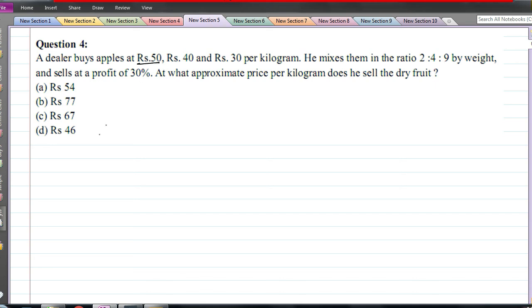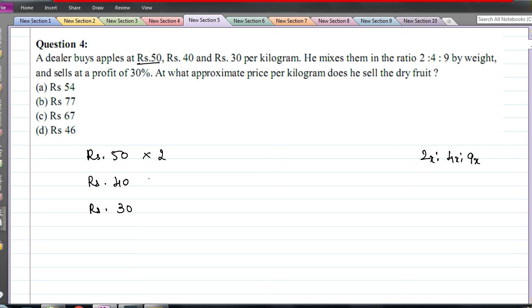So he has 3 different qualities of apples. One is 50, one is 40 and one is 30 per kg. How many kgs of each he is using? So the ratio is 2:4:9. Basically you have to take 2x, 4x and 9x. Whenever you have a ratio, you need to take a common factor. You have to take 2x kgs, 4x kgs and 9x kgs. But here it doesn't matter. We can directly take it as 2 only.